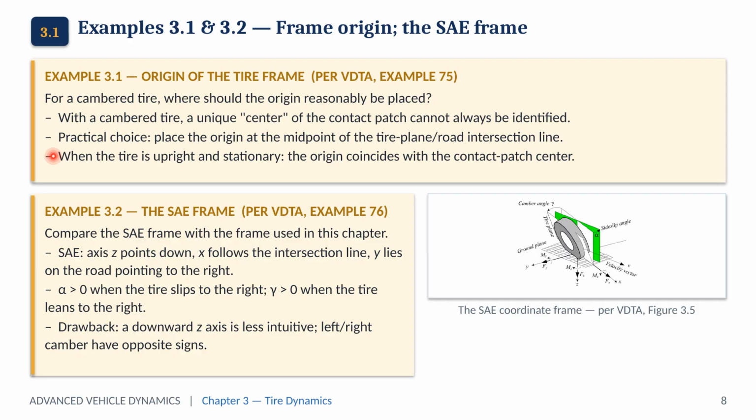Example 3.2 compares the SAE frame with the frame used in this chapter. In the SAE frame, the z-axis points downward, x follows the intersection line, and y lies on the road pointing to the right. Alpha is positive when the tire slips to the right, and gamma is positive when the tire leans to the right. Its drawbacks are that a downward z-axis is less intuitive, and that camber on the left and right wheels carries opposite signs.